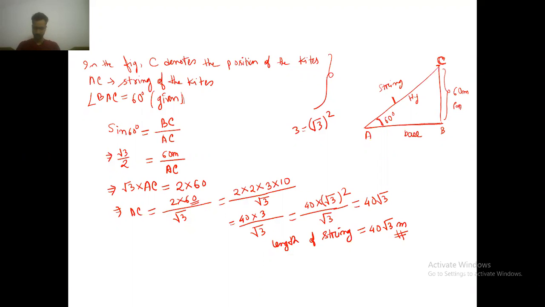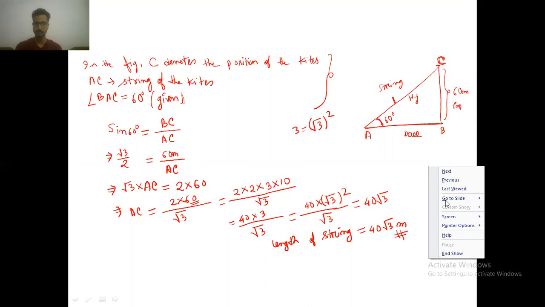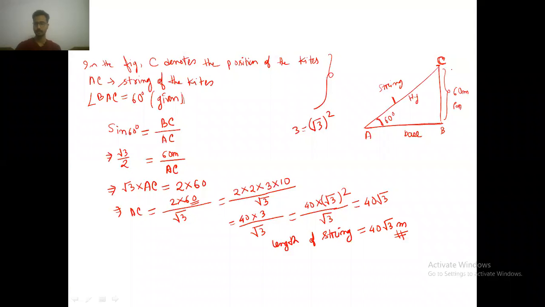See this one. It says that a kite is flying at a height of 60 meters above the ground. That means a kite is flying at a height of 60 meters above the ground. Suppose C is your kite, and this kite is flying at a height of 60 meters above the ground. That means the distance between the kite and the ground is given as 60 meters.